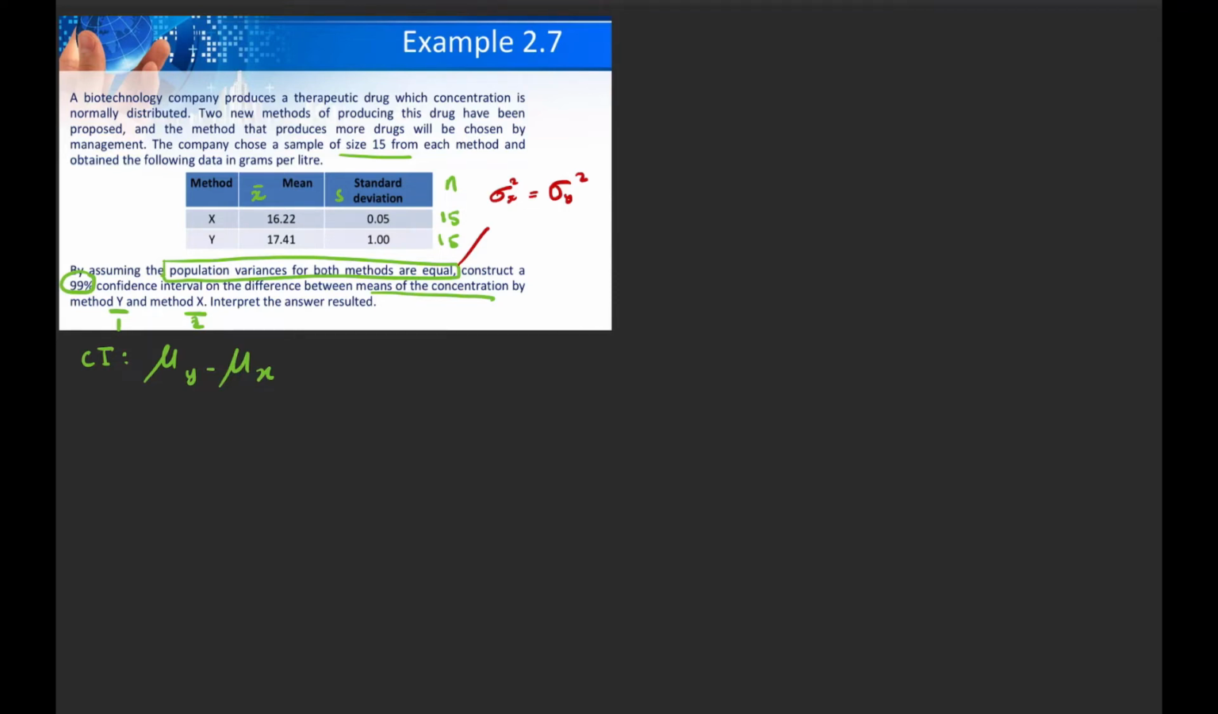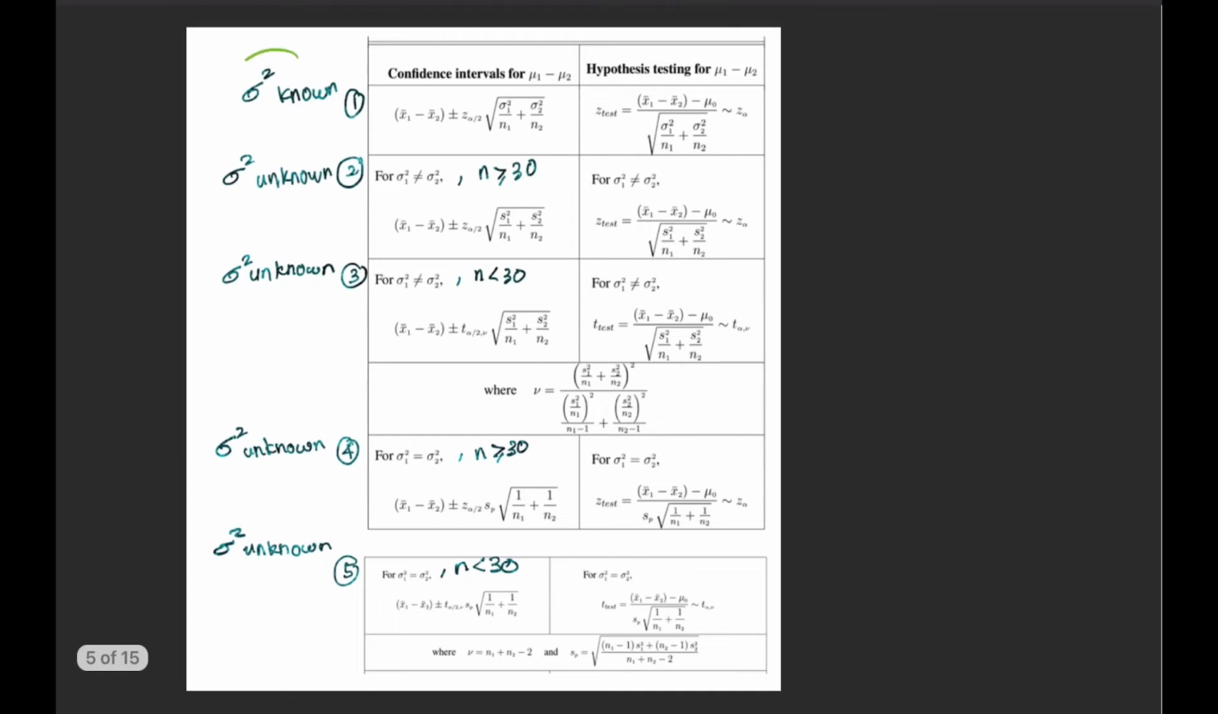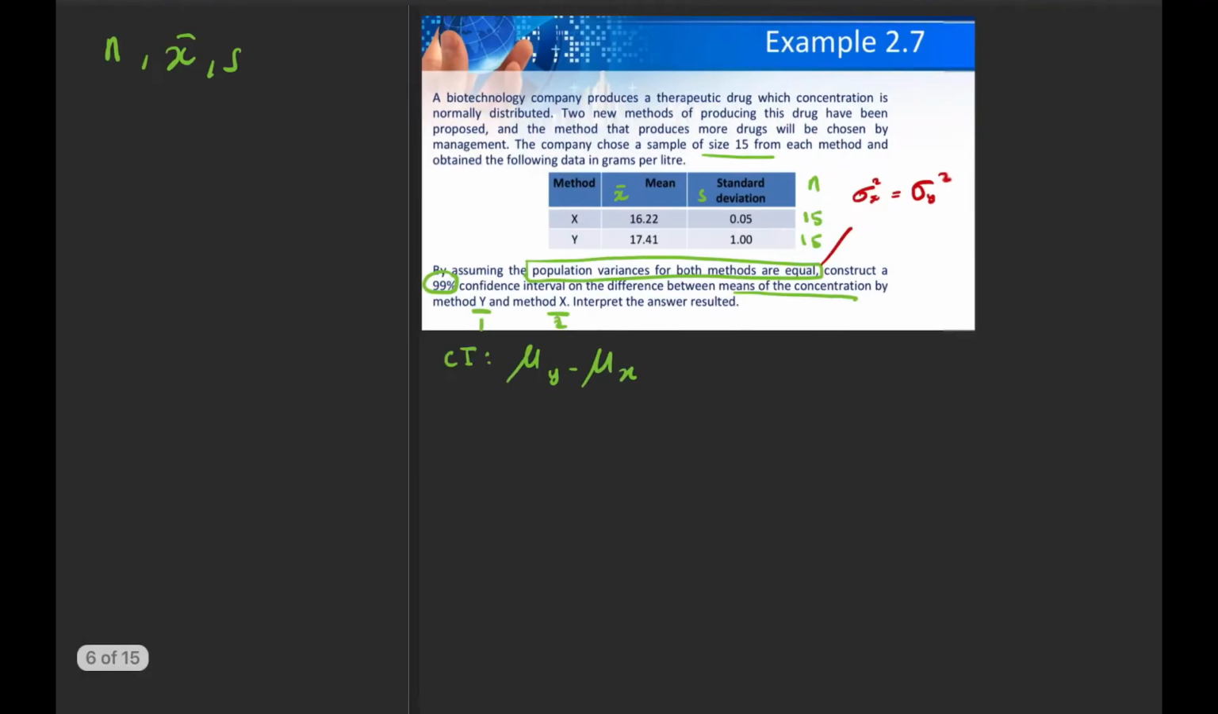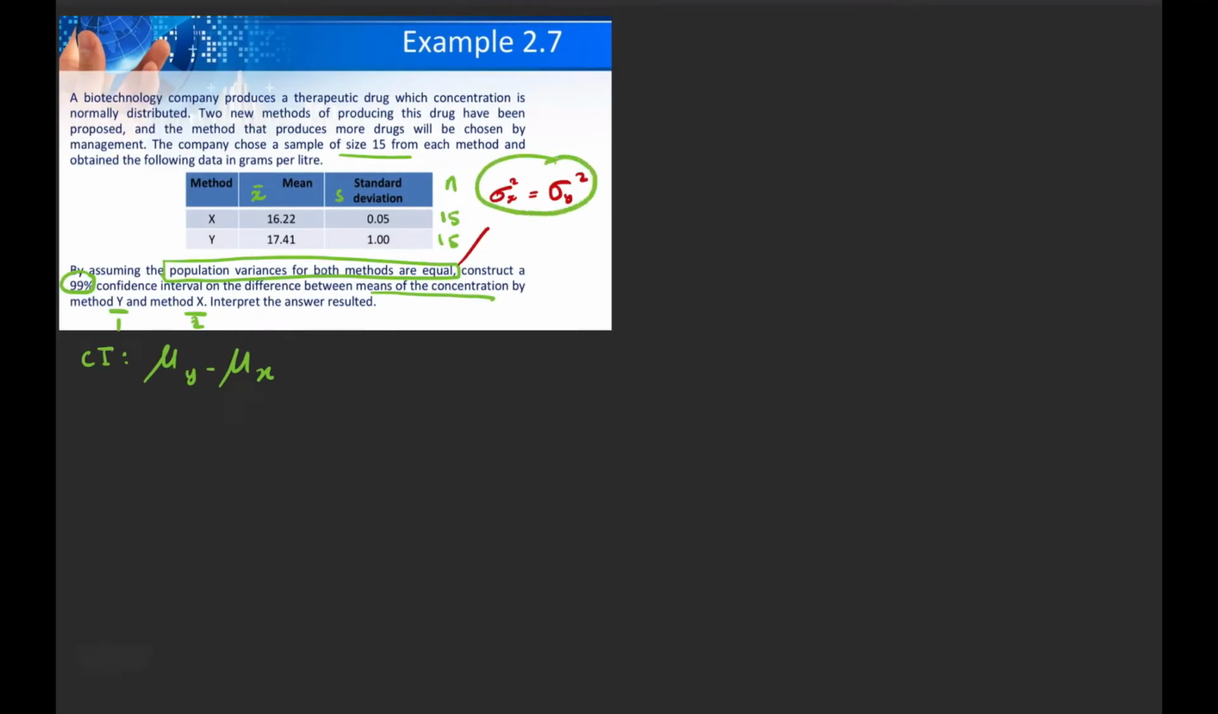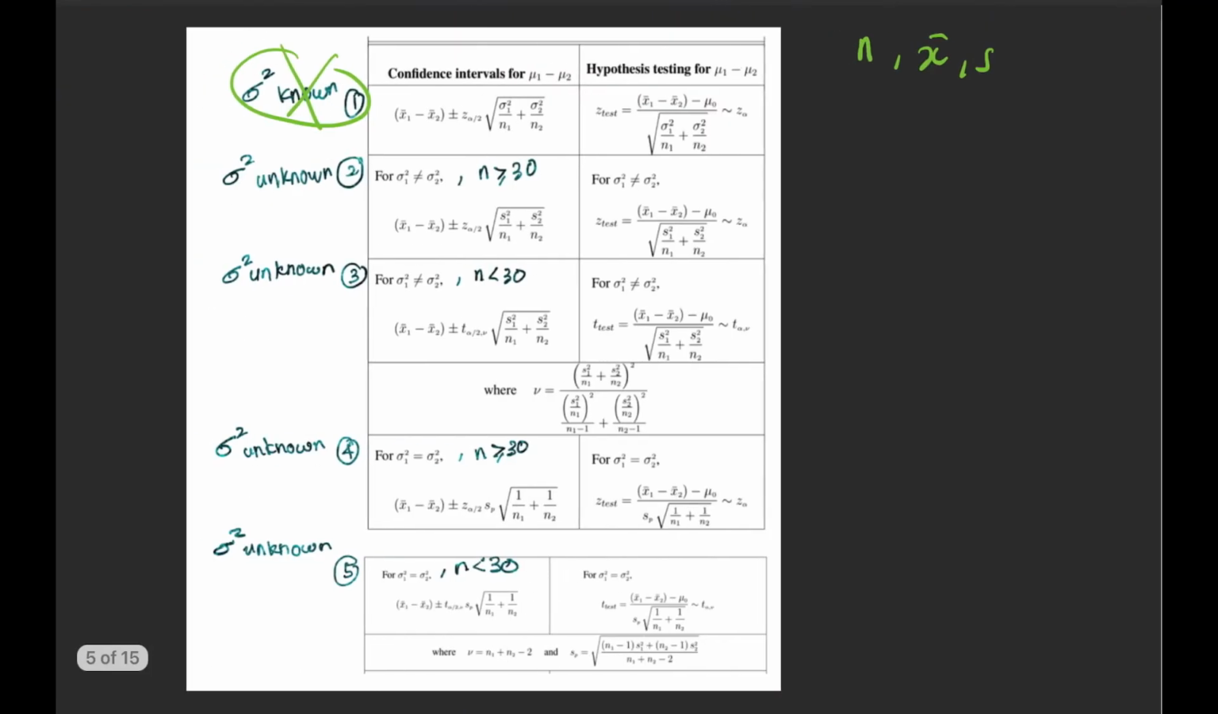Can we use formula number 1? Cannot, because they did not give you any sigma value. They just give you n, x bar and s. They didn't give you sigma, but they did mention here sigma square X equals sigma square Y. So you don't know the sigma, but you have to consider here, assuming both population variances are equal.